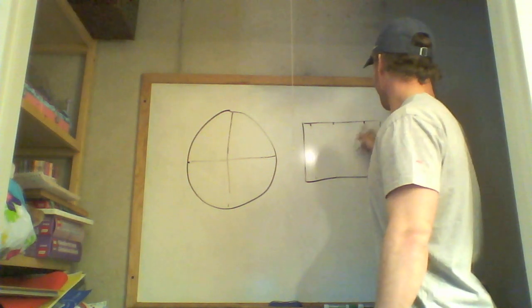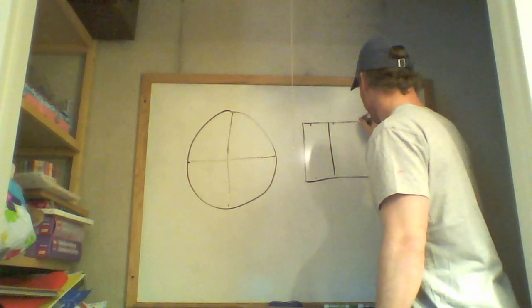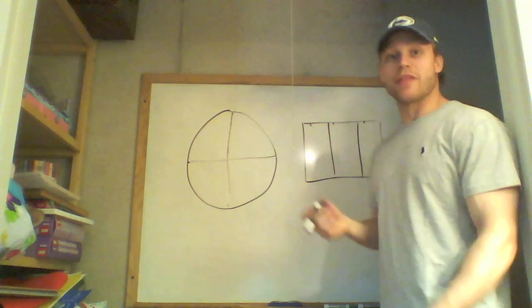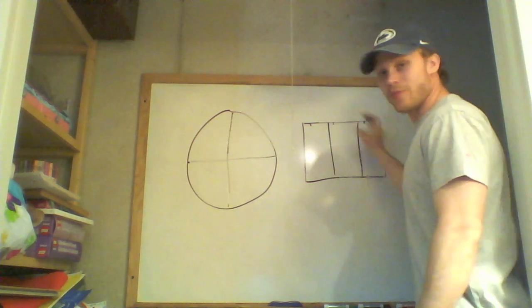Let's say my sister doesn't even want any cake, so I'm just going to cut it three ways now. 1, 2, 3. Now I got three slices that are all the same size. So these three parts make up the whole.